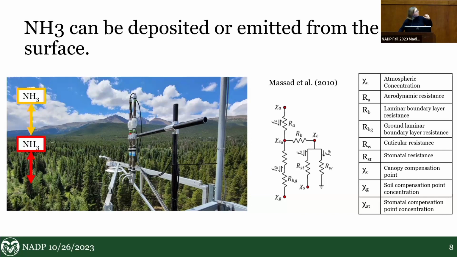I'm showing an example of a bidirectional model here, the Massad et al. There are a couple of others. This is the one that I'm going to focus on for this talk as we dig more deeply in. Some important things to understand about this is that we use these resistances to calculate compensation points. Based on the relationship between those compensation points and the atmospheric concentration, we either see deposition or emission. So when the atmospheric concentration exceeds the compensation point, we have deposition, vice versa, we have emission.